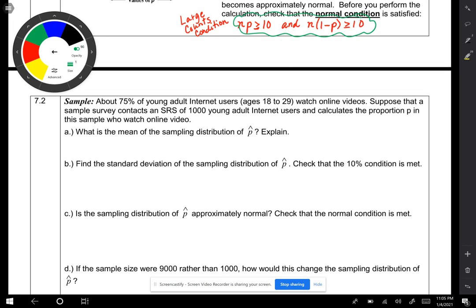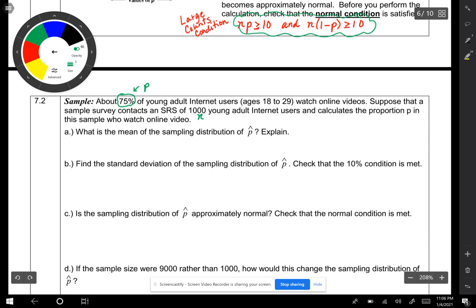About 75% of young adult internet users ages 18 to 29 watch online videos. Suppose that a sample survey contacts a simple random sample of 1,000 young adult internet users and calculates the proportion p hat in the sample who watch online videos. So the simple random sample of 1,000, that's our n, it's our sample size. And this would be p.